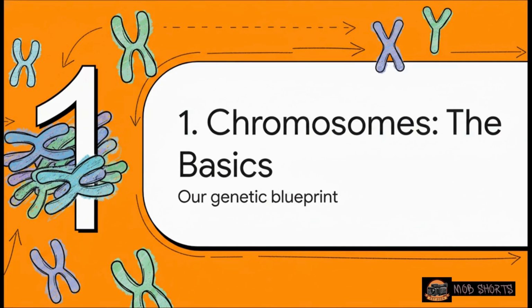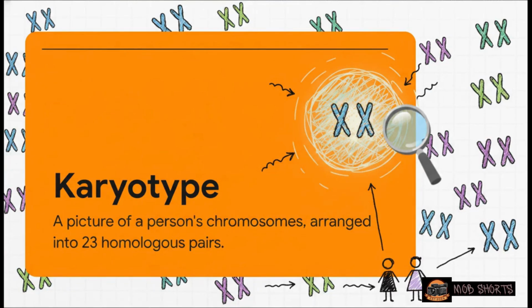Okay, first things first. Just imagine your DNA is this gigantic instruction manual for building, well, you. Chromosomes are basically how that massive manual is organized into neat, tidy volumes. To really get how traits are passed on, we need to look at these chromosomes, and the best way to do that is with something called a karyotype. So, what is a karyotype? You can think of it as a person's complete genetic portrait.